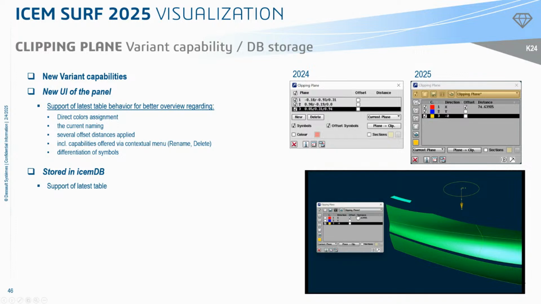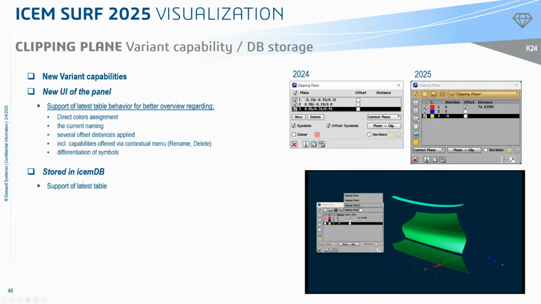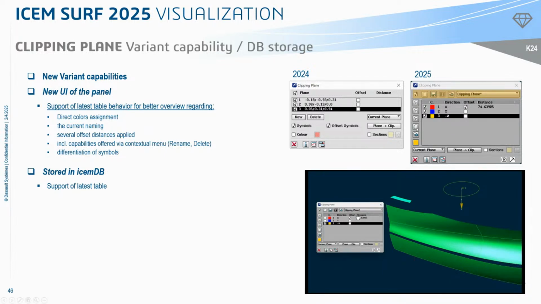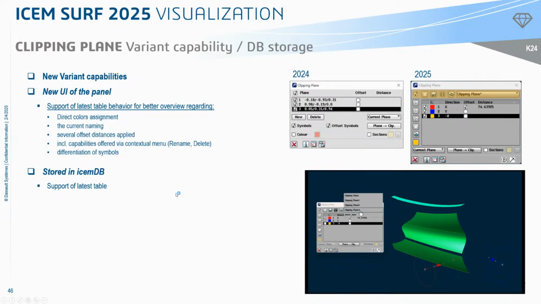So we get instant access to your X, Y, and Z planes with just one click, because let's be honest, most people use these standard planes for the first shot. But you can also make a new plane based on the current plane and give it any color you like with different offsets and so on. And they're stored in your ICEM DB, and they're also stored elsewhere in the software, which I'll come to.